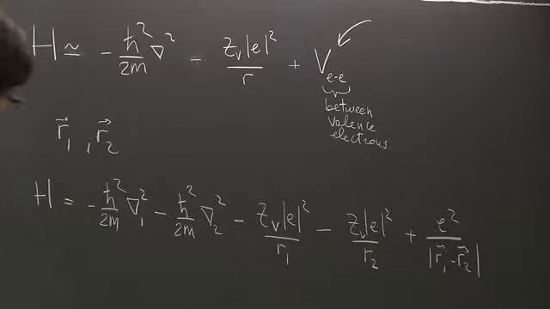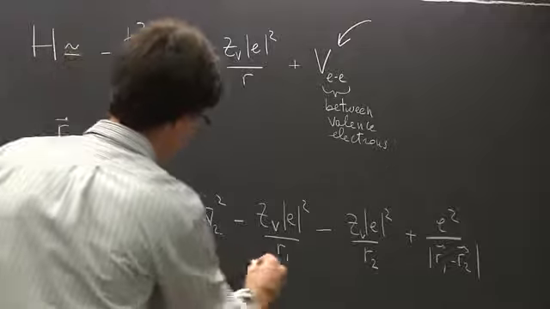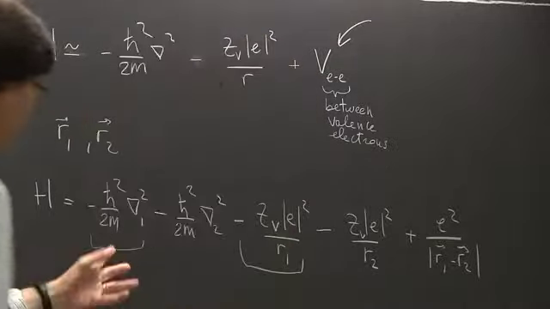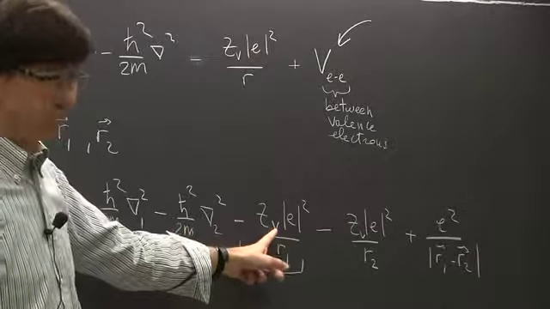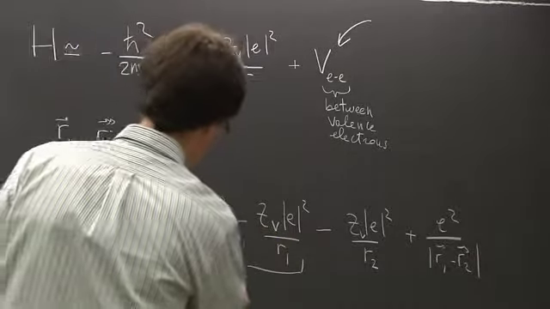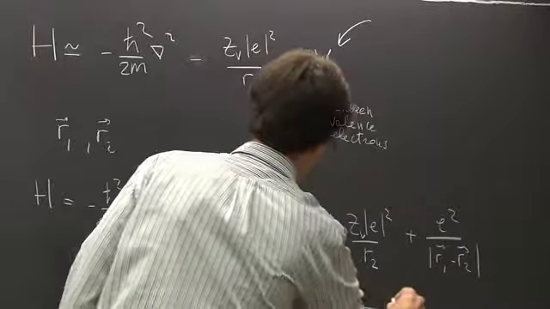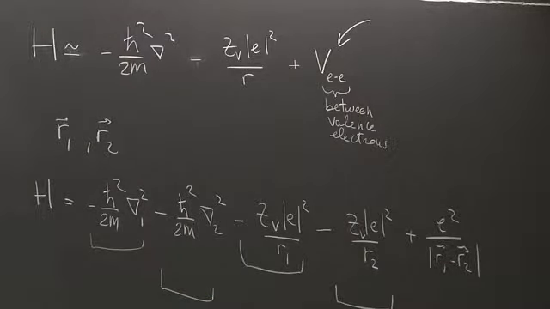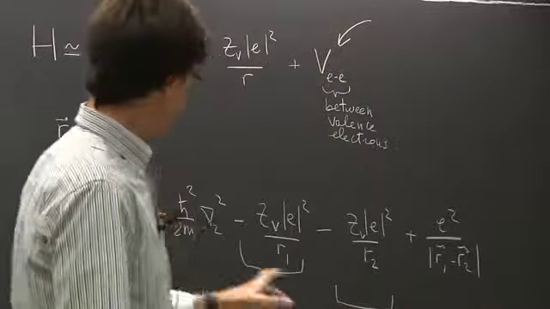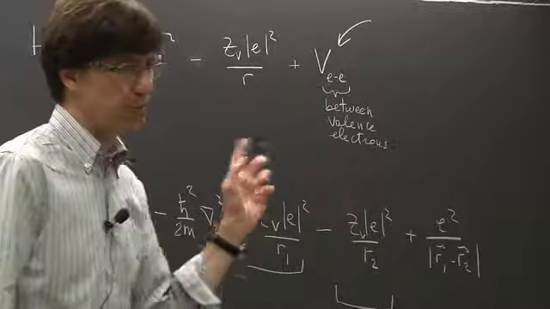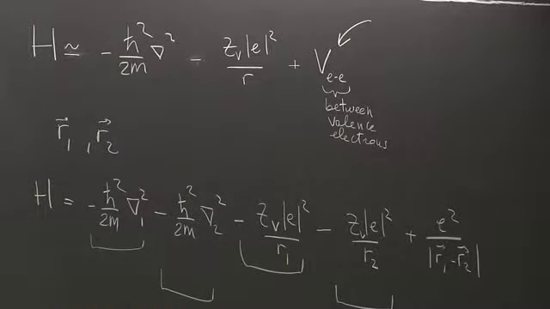Now, clearly there are pieces like this plus this, which of course correspond to the Hamiltonian of particle 1 in this field. Similarly, I have this piece and this piece here, which are the Hamiltonian of particle 2 in the field of the nucleus. But as soon as I introduce the interaction between 1 and 2, I cannot decouple these two Hamiltonians any longer.